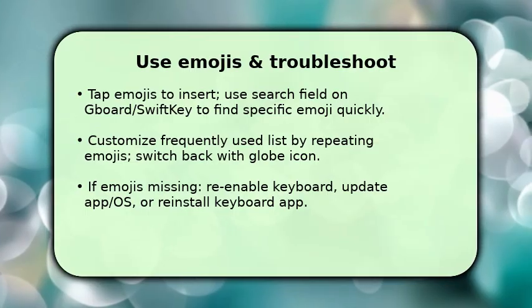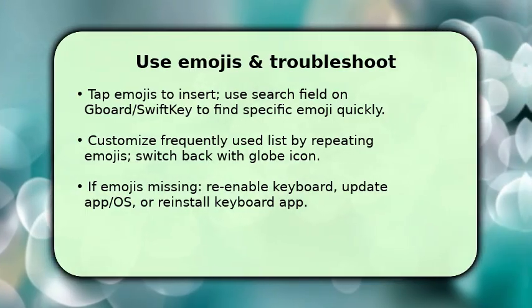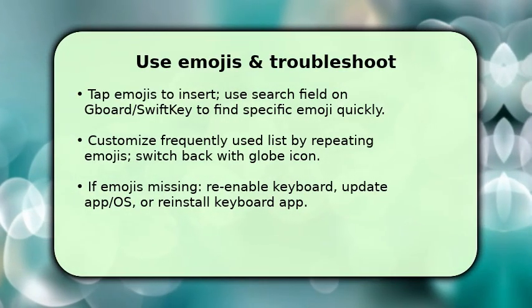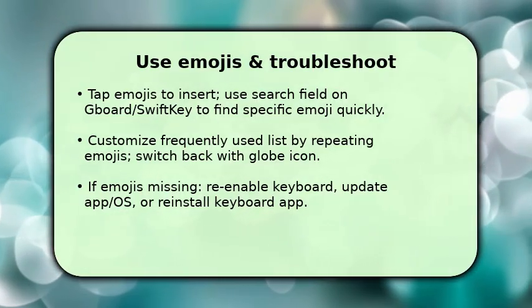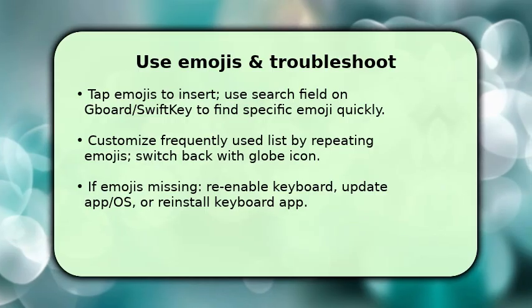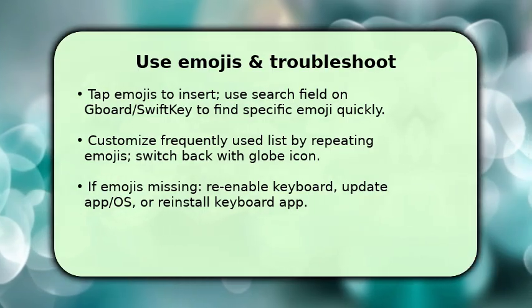Tap any emoji to add it to your caption, story text, or DM. Use emoji search on Gboard or SwiftKey to find the right face quickly. Once comfortable, reinforce frequently used emojis by repeating them so they appear in the top row.